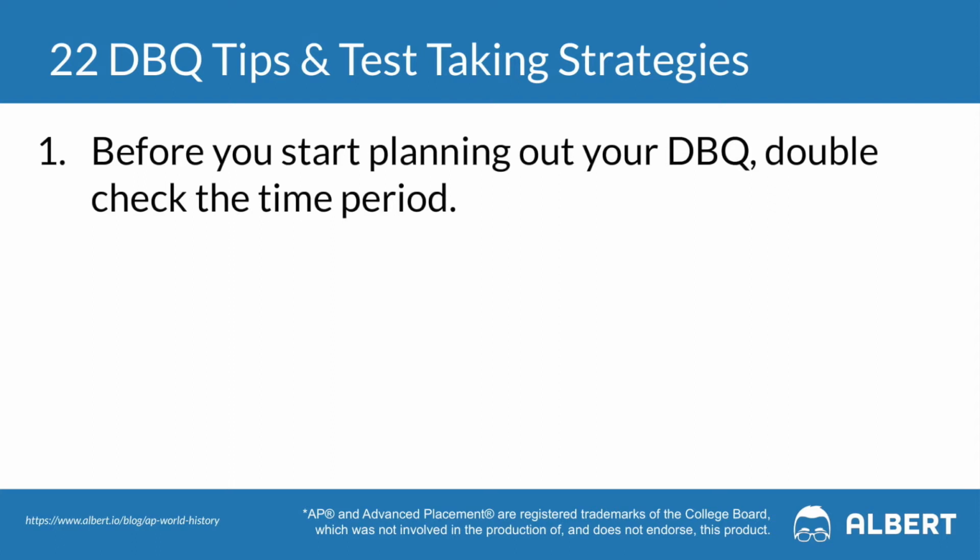What this means is that if it's saying something about the 20th century, that's anything from 1901 to 2000, or the 18th century, that would be 1701 to 1800. Students, due to test day stress, sometimes confuse time periods and start writing about something that is outside the scope of the time period being asked of them.